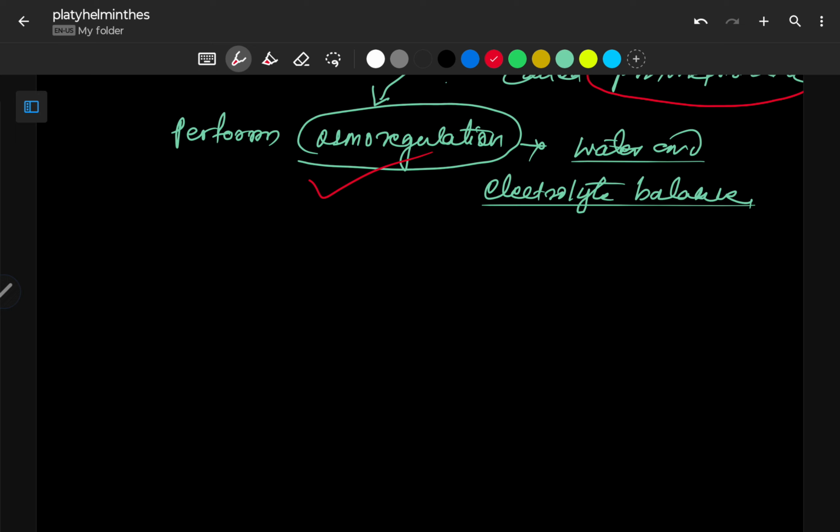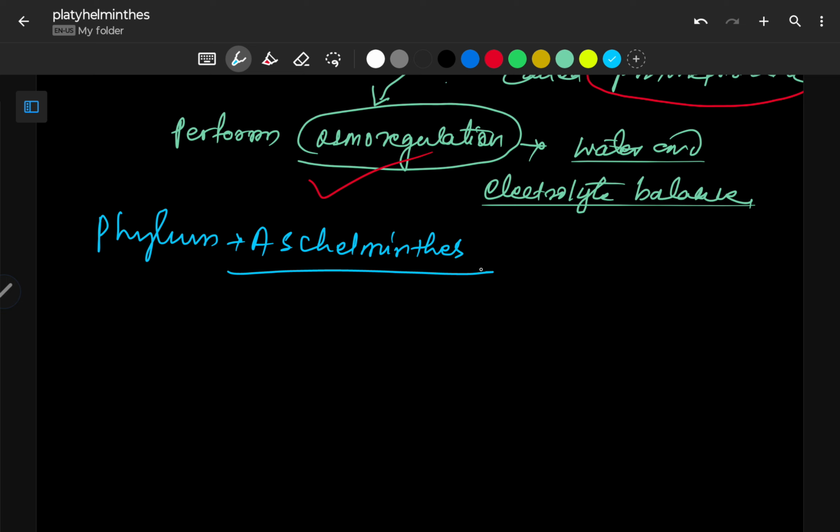The Nematelminthes phylum is otherwise known as Aschelminthes. So the next phylum is Phylum Aschelminthes, or they are commonly known as roundworms. It includes all the roundworms.